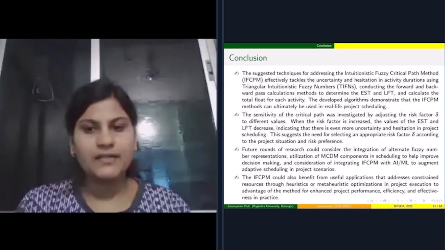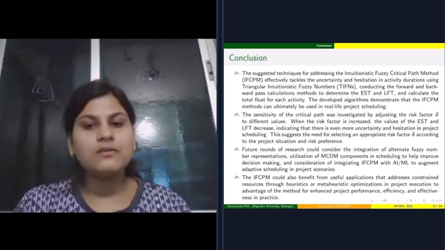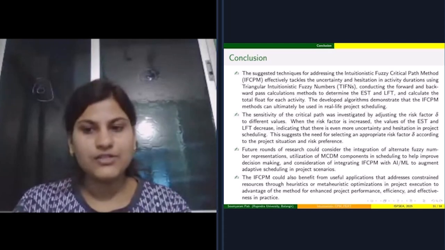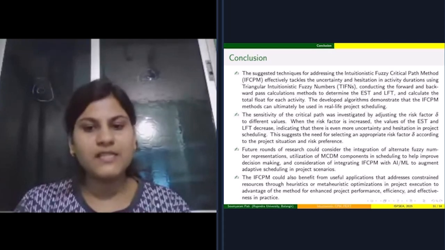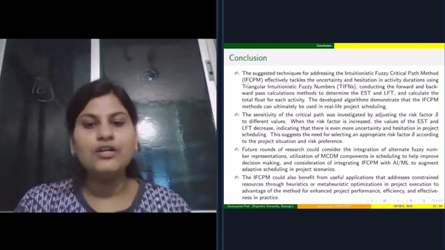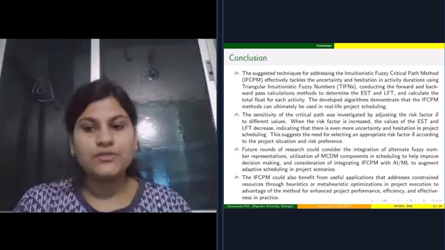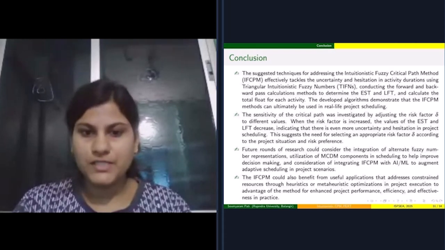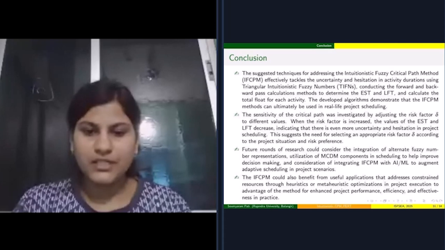The suggested technique for addressing the interstochastic fuzzy critical path method effectively tackles the uncertainty and hesitation in activity durations using triangular interstochastic fuzzy numbers, conducting the forward and backward pass calculation method to determine the earliest start time and latest finish time, and calculate the total float for each activity. The developed algorithm demonstrated that the interstochastic fuzzy CPM methods can ultimately be used in real-life project scheduling.